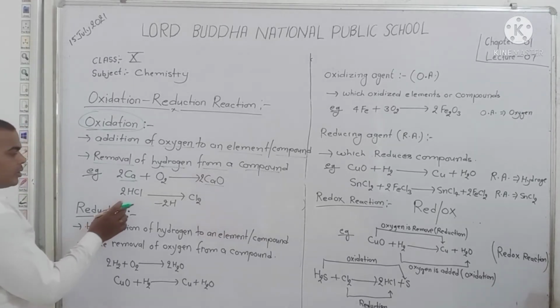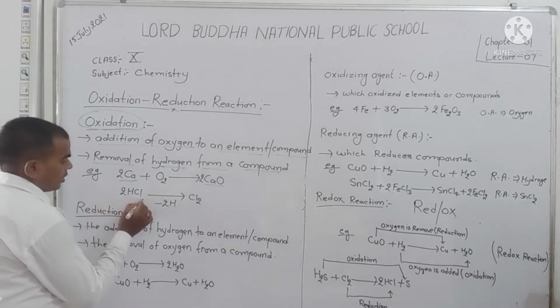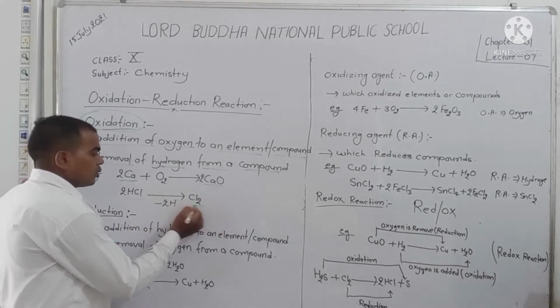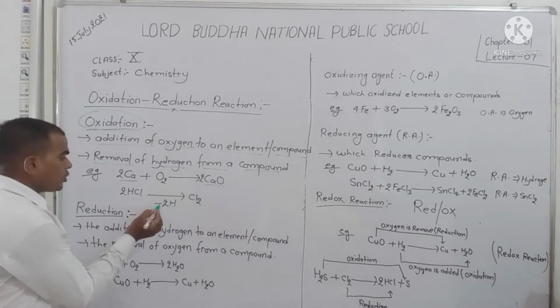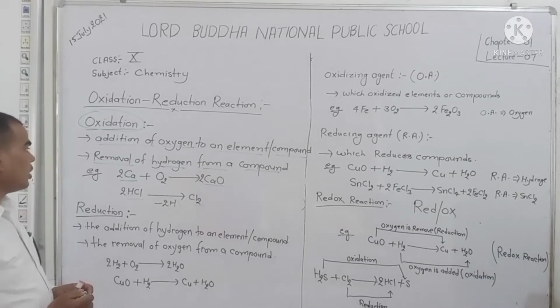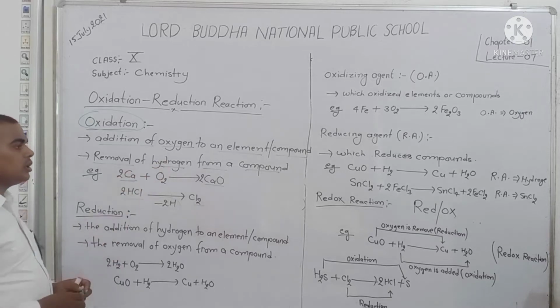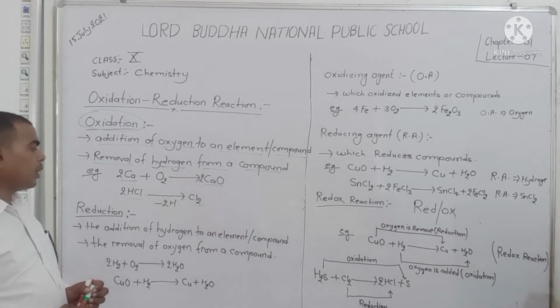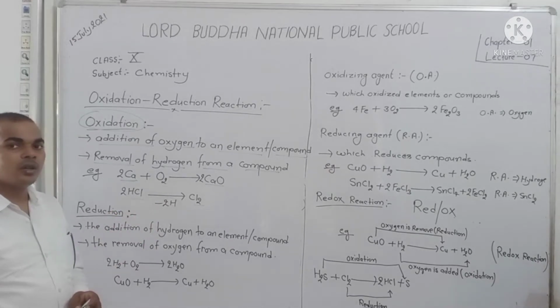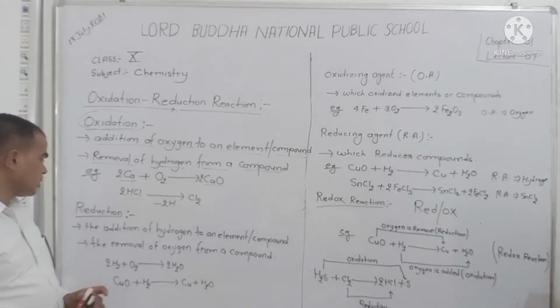Now here HCl converts into Cl2 by removal of two hydrogen. You know that removal of hydrogen from a compound is oxidation reaction. So this reaction is an oxidation reaction.